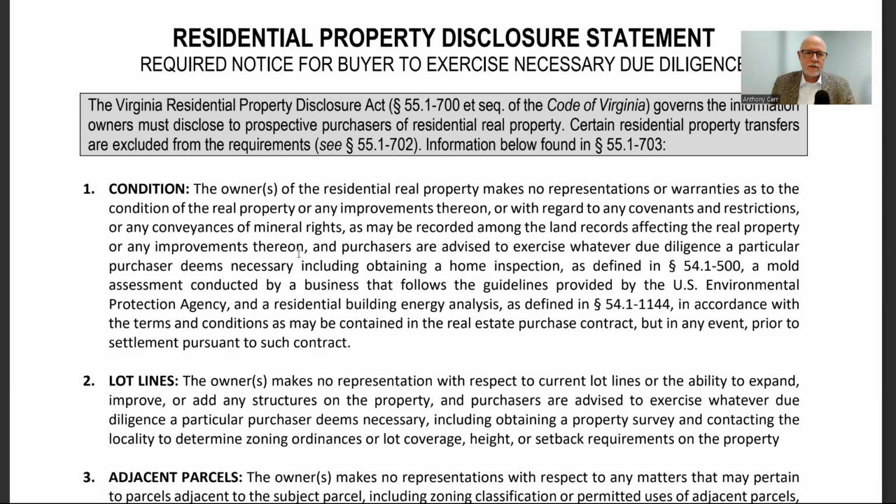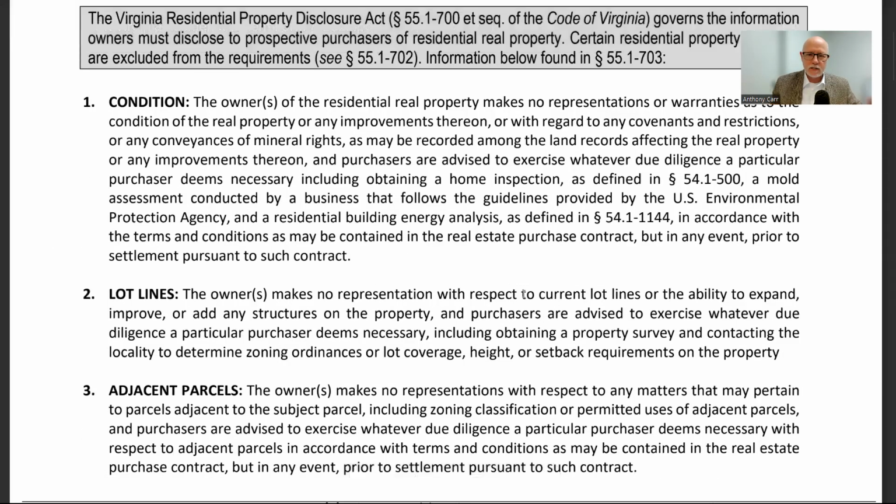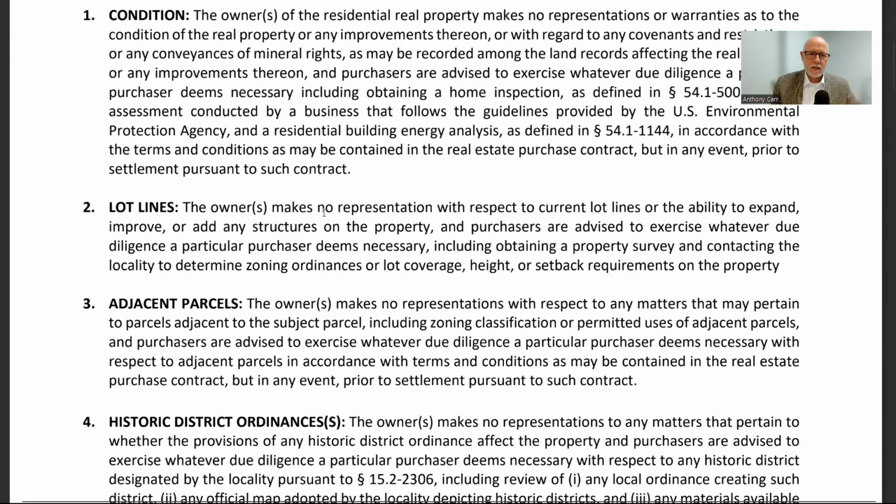So what you really have here is that the owner is saying, I don't know anything about the property that I can tell you about the property. If they will, that would be somewhere else in the contract. But right now, all of these begin with no representations or warranties about the property. The condition of it. And so this is where we are in a caveat emptor state. And so the buyer needs to do home inspections as they would like to do to find out the condition.